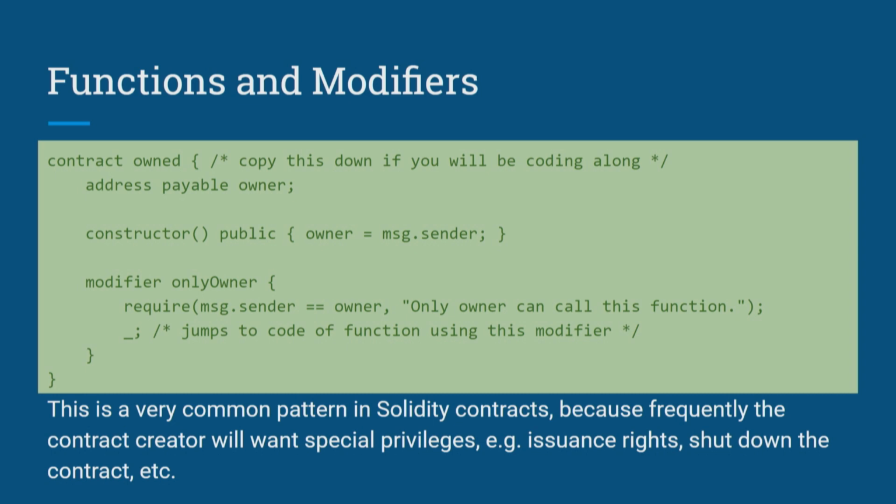And this require line will throw an exception, right? So if that's not the case, the execution will halt. And then what it does is it jumps to the function that you've applied it on. So we'll use this later on to basically give issuing rights to the creator of a token contract.